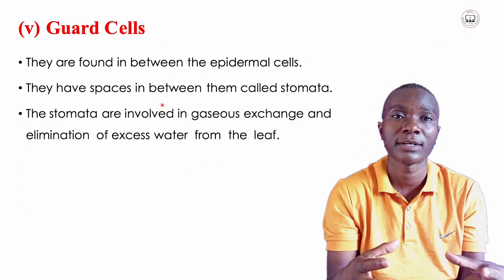The stomata are involved in gaseous exchange and elimination of excess water from the leaf. That is, when it is open, they allow gases to exchange and the excess water to be eliminated. So that is about the stomata. These guard cells also contain chloroplasts for photosynthesis, meaning in the guard cells, photosynthesis also takes place.